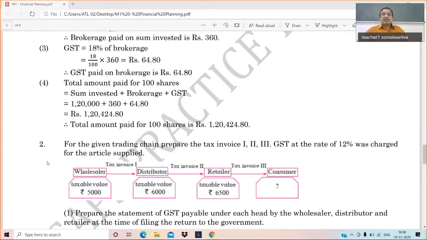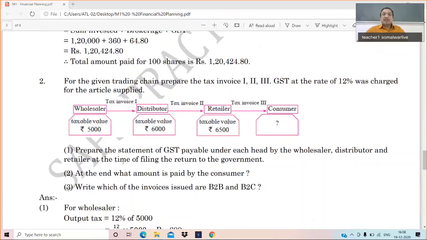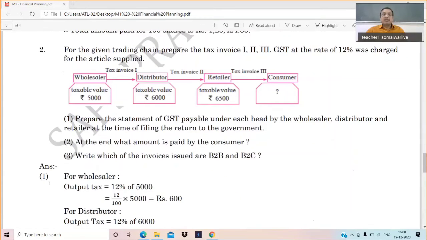Now coming to next. For the given trading chain, prepare the tax invoice 1, 2, 3. GST at the rate of 12% was charged for the article supplied. So you have to calculate stepwise. First, prepare the statement of GST payable under each head by the wholesaler, distributor, and retailer at the time of filing the return to the government. At the end, what amount is paid by the consumer, and write the type of invoice issued, B2B or B2C.